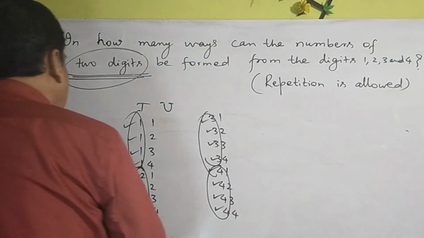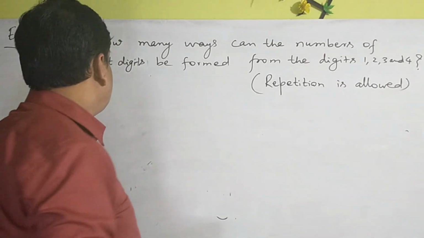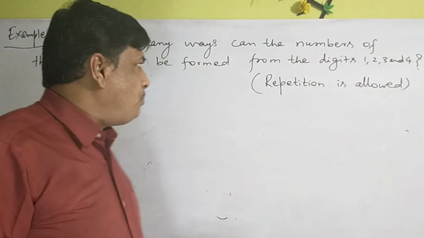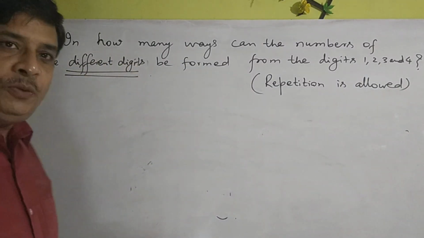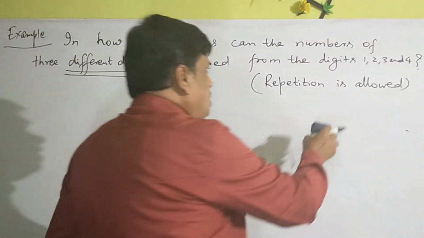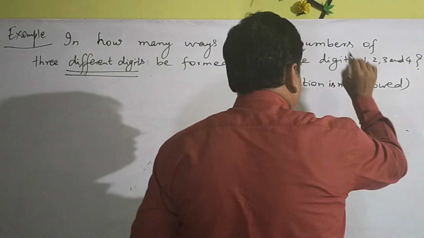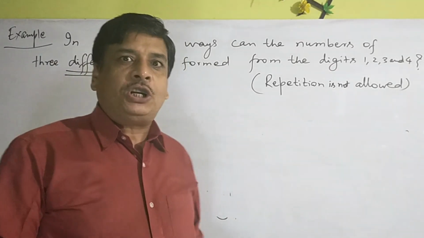Take another example. In how many ways can the numbers of 3 different digits be formed from the digits 1, 2, 3 and 4? We are writing here different digits. It means repetition is not allowed. While forming the numbers, repetition is not allowed.